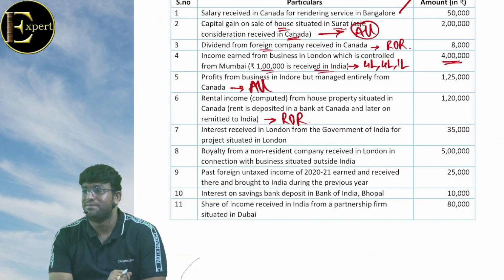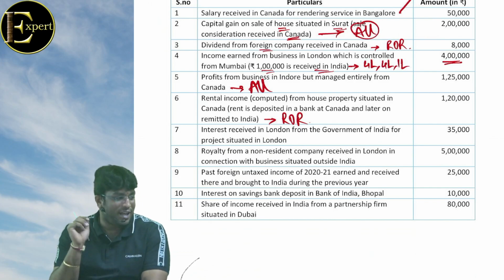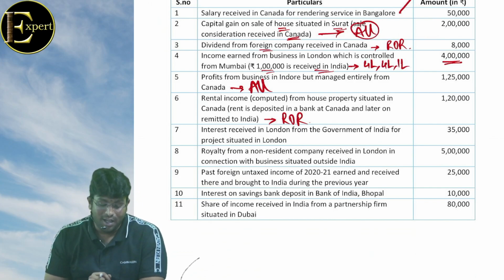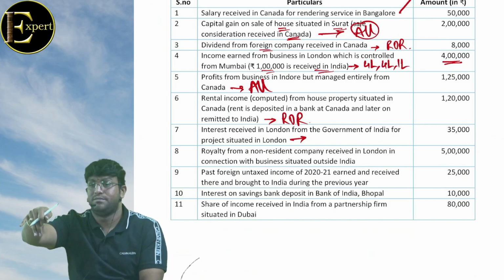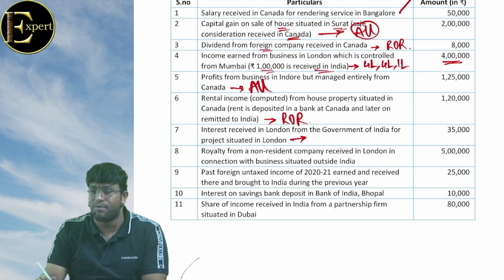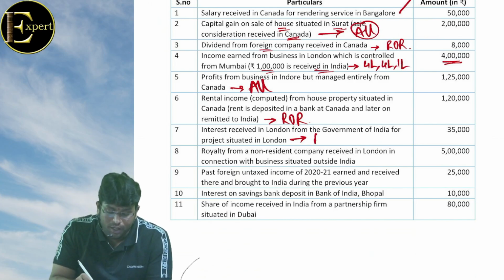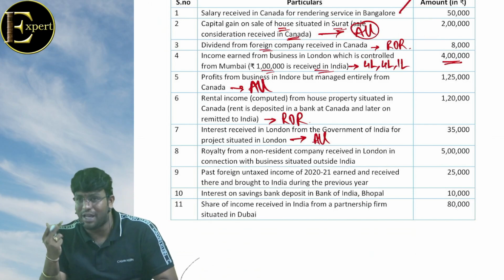Foreign income. दोस्तों, next. Interest received in London from Government of India for project in London. बोलो. Taxable for whom? All. क्यों बेटा? Paid by Government of India. IRF. याद है ना बेटा?